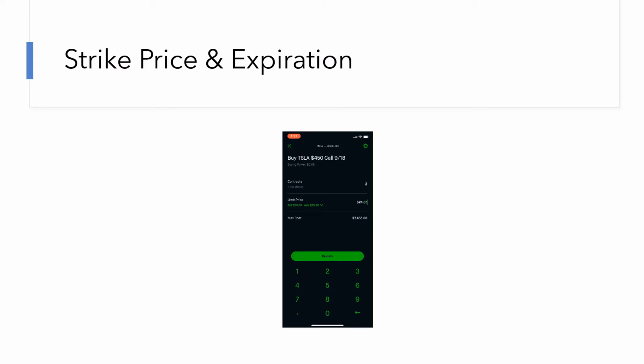Remember, as we enter our limit order price, we always want to buy at a discount. So at this point, we're entering a little bit lower limit price than what's currently listed on the bid and ask.